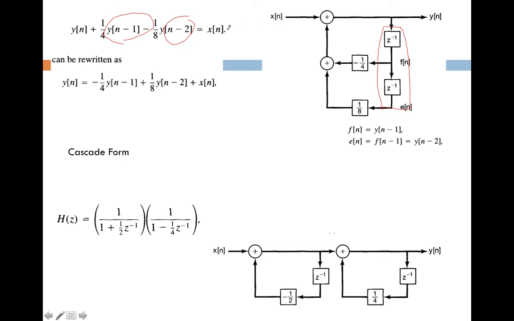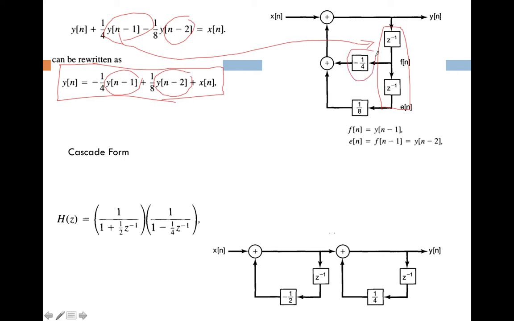So y of n is equal to, first you have to take 1 by 4, that is, you have to write y of n is equal to minus 1 by 4 y of n minus 1 plus 1 by 8 y of n minus 2 plus x of n. Hence the coefficient of the first delay element output is minus 1 by 4, and the coefficient of the second delay element output is 1 by 8. Hence I'm going to use the first delay element, the second delay element, and the multiplication factors -1 by 4 and 1 by 8, and I'm going to sum them to produce the output.